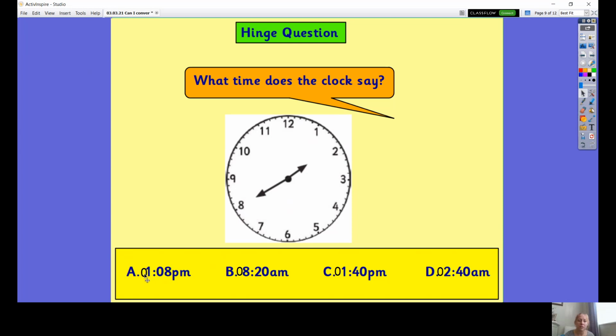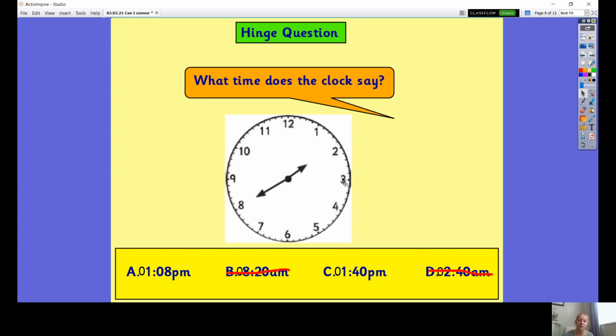So the first thing I can do, I know that the hour hand has gone past 1 o'clock. So the first thing I can do is cross out that one, because that one has got an 8, and I know it's not gone past the 8, and that one's got 2, so I know it's not that one. So I think it's going to be one of these. Okay, 0108 or 0140. So I now need to just count round how many minutes to see from the 12.